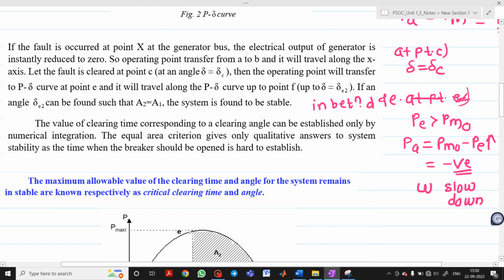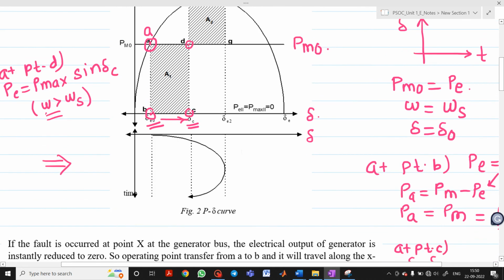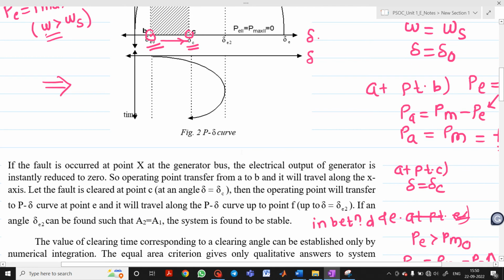Now what happens at point E? It is obvious. Here PE will be equal to Pmax 2 into sine delta 2. So therefore, due to the difference between PM and PE, the speed reduces and delta will start reducing. Now we know that when the system is stable, as far as the equal area criterion is considered, when A2 will be equal to A1, then only the system is found to be stable.